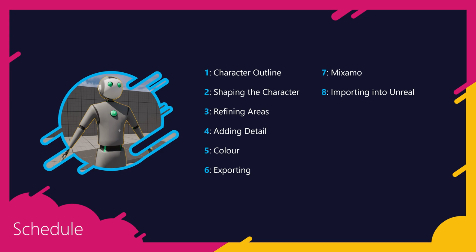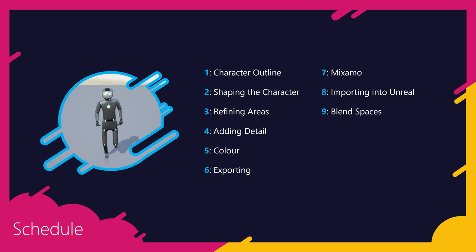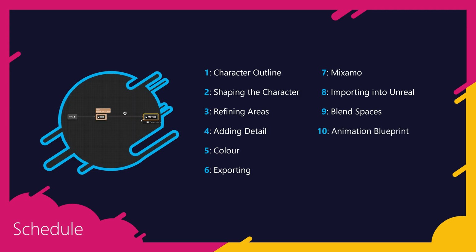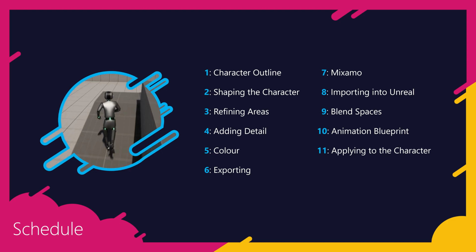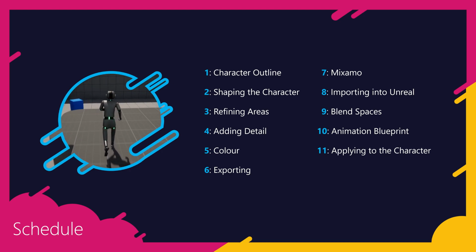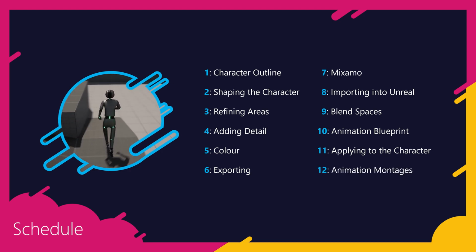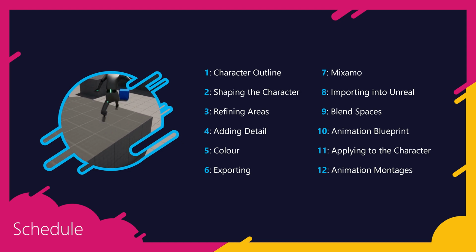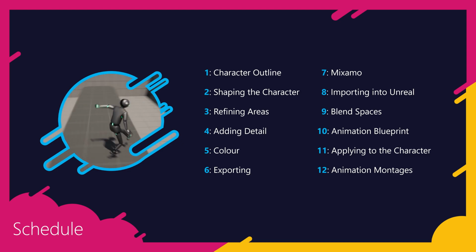We'll use the animations to create a movement blend space, which will allow our character to seamlessly blend between multiple different animations. Next, we'll create an animation blueprint, which will tell our character how it should animate based on what our player is currently doing. We can then test the animation blueprint with our character in game, allowing us to see our characters properly in action.